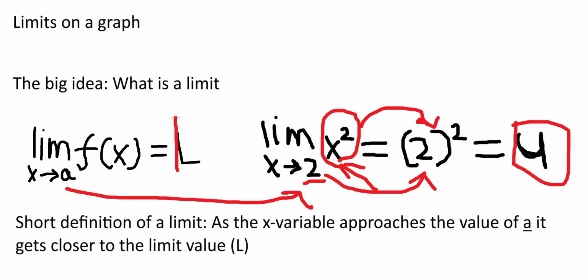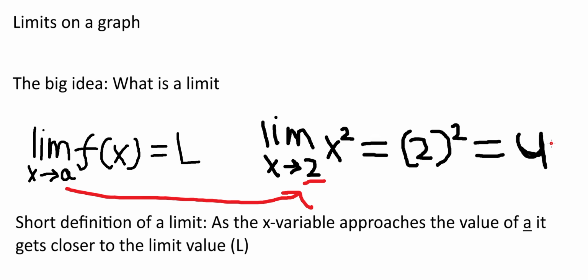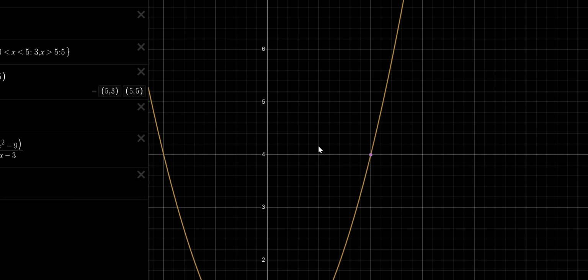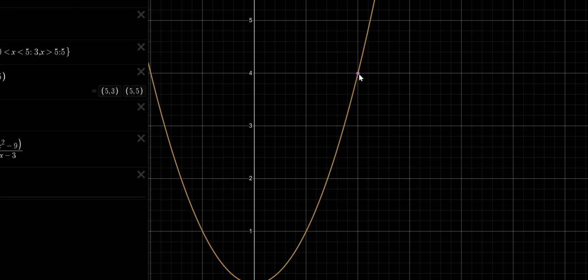Oh, I forgot to say, this right here is the limit. L stands for the limit, so 4 is our limit, and it's also our y value. So let me show you this. On a graph, this is basically the same thing. You'll see that this point right here is x is 2, y is 4.